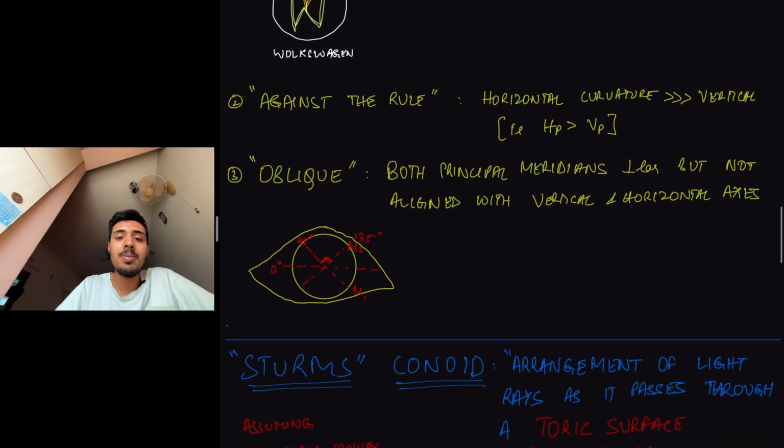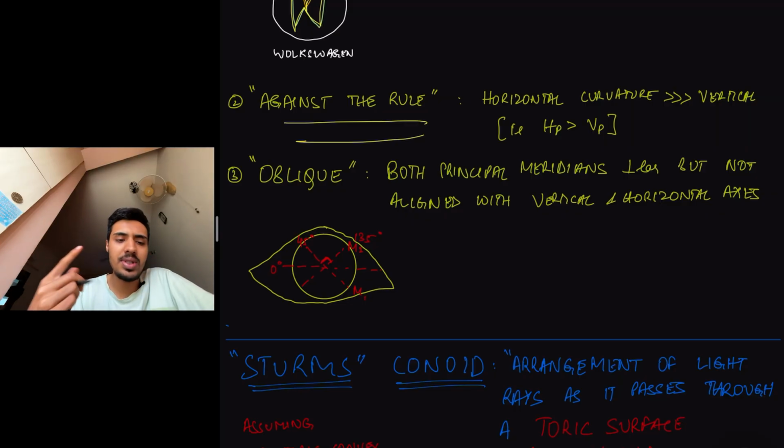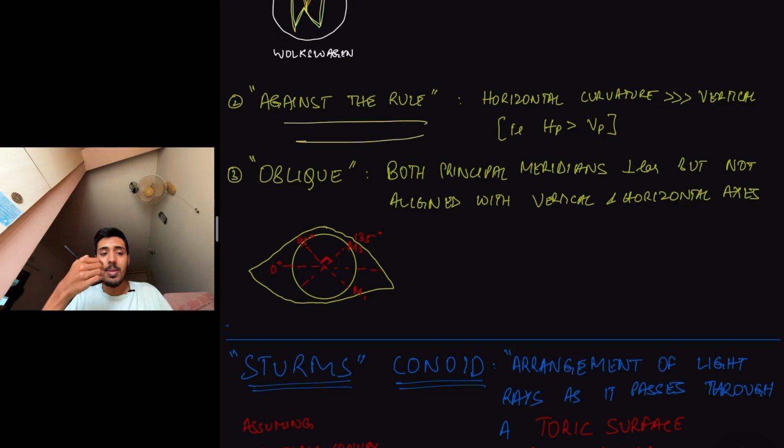Against the rule astigmatism: it says, no, I am not following the rule, I am going completely opposite, pulls a complete 180. So here the horizontal curvature is much more than the vertical curvature. Because of that, the horizontal power is more than the vertical power. So this is against the rule astigmatism.